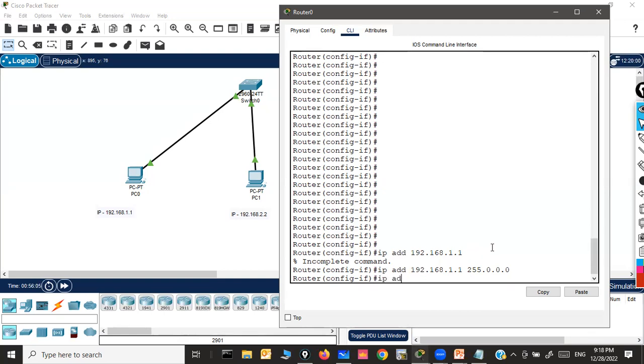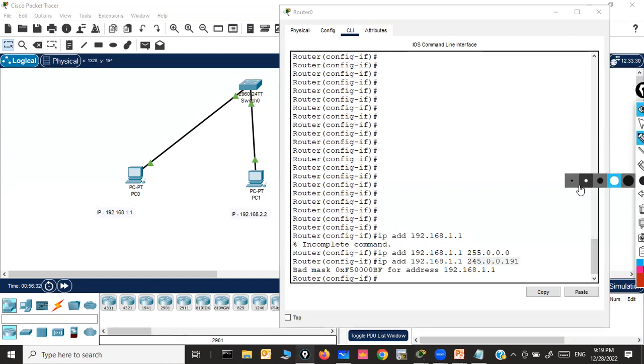So can we assign any value in the subnet mask? No. Again, there is some rule here. For example, if you try to assign a mask like 245.0.0 and then 191, it's invalid, right? It's a bad mask. So we are not free to choose any number here, right? There are certain values that we can take.